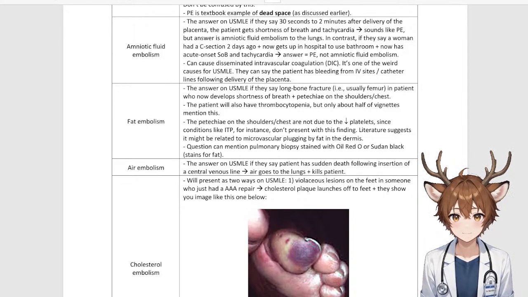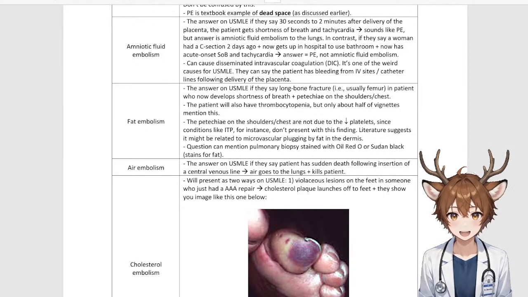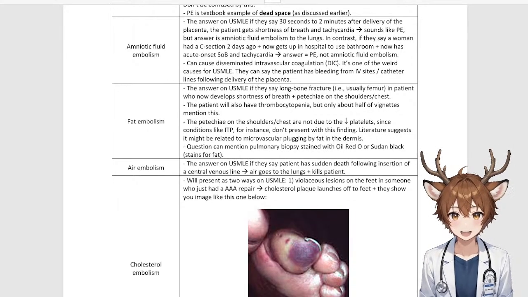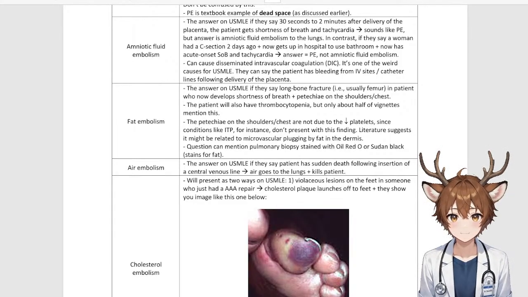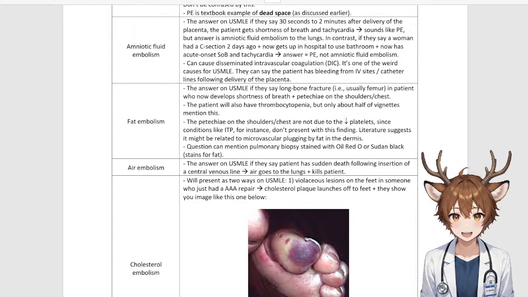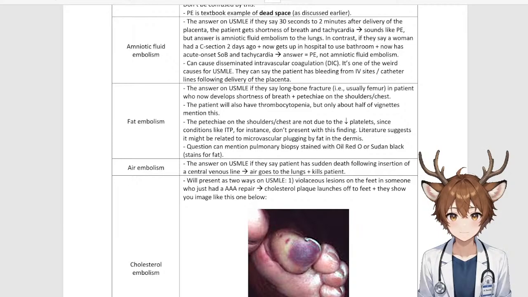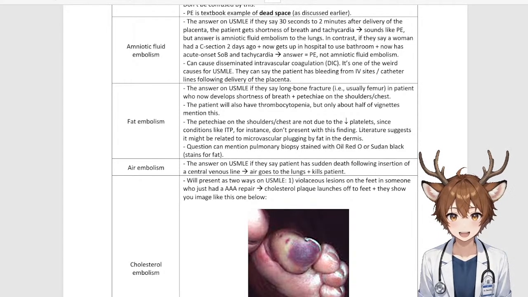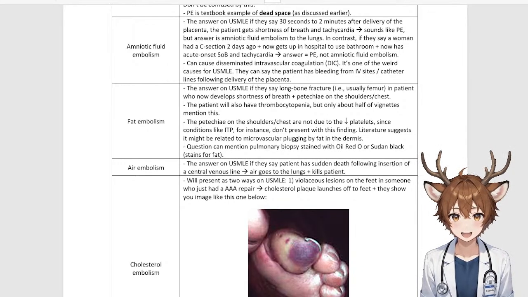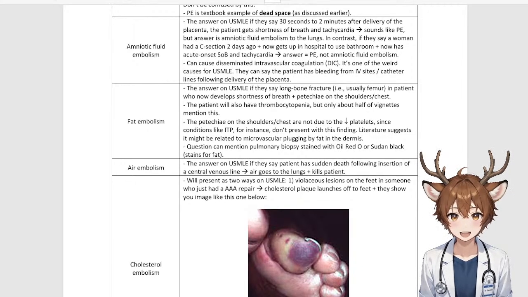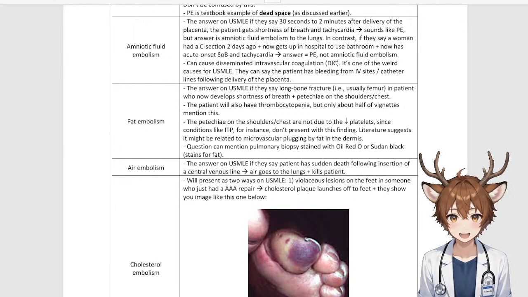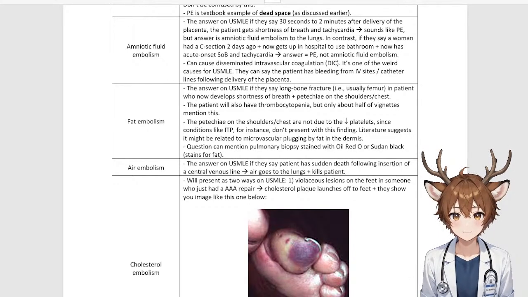Fat embolism. On USMLE, if they say long bone fracture, usually the femur, in a patient who now develops shortness of breath plus petechiae on the shoulder and chest, the patient will also have thrombocytopenia, but only about half of vignettes mention this. The petechiae on the shoulder and chest are not due to the decrease in platelets, since conditions like ITP, for instance, don't present with this finding. Literature suggests it might be related to microvascular plugging by fat in the dermis. The question can mention a pulmonary biopsy stained with oil red O or Sudan black stains for fat.